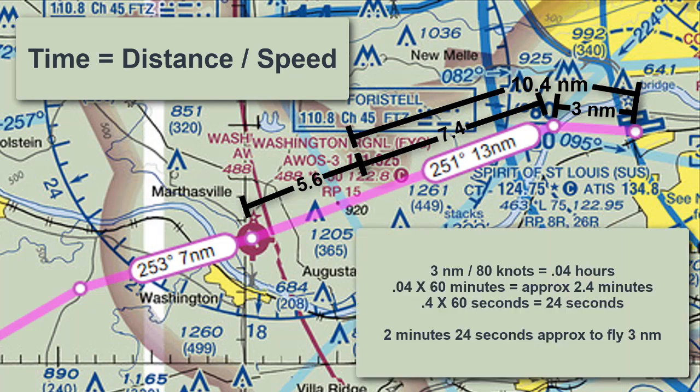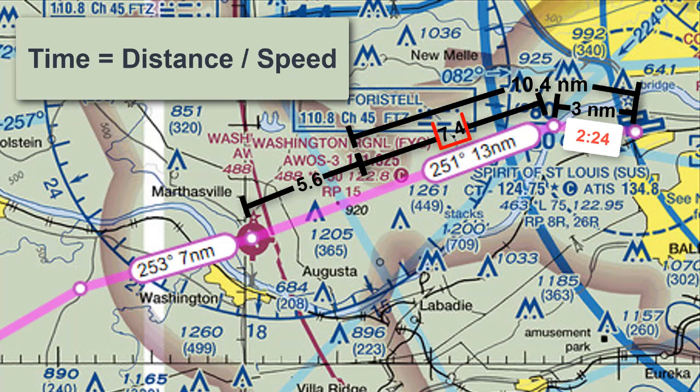So the first leg is 3 nautical miles. 3 nautical miles divided by 80 knots is roughly 0.04. To get minutes, we take 0.04 times 60 equals approximately 2.4 minutes. 0.4 times 60 seconds equals 24 seconds. So 2 minutes and 24 seconds roughly. In truth, we will see the river as we climb, so the first leg should be pretty easy.